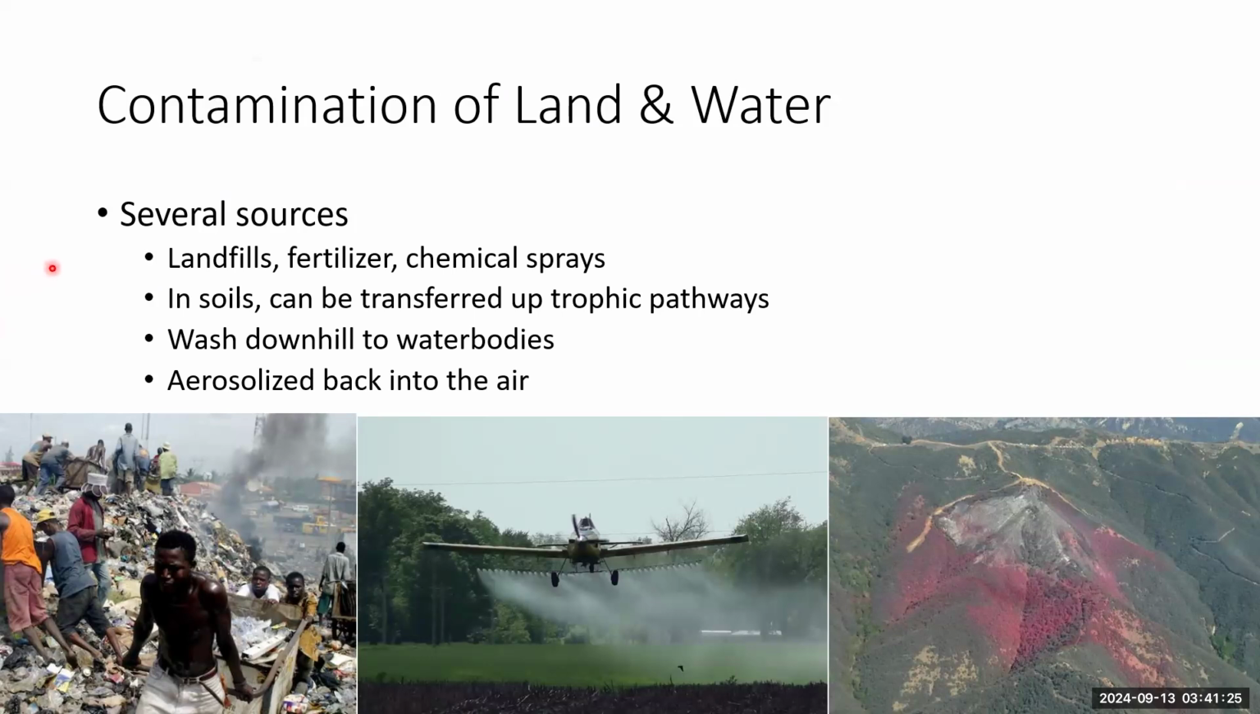We can think about landfills as a source of contamination. We can think about fertilizers as a source of contamination, various chemical sprays. Things that end up in soils can be transferred up through the food chain, through food webs, is what we mean by trophic transfer. Substances can get washed downhill to water bodies. Excuse me, and things can get re-aerosolized back into the air.